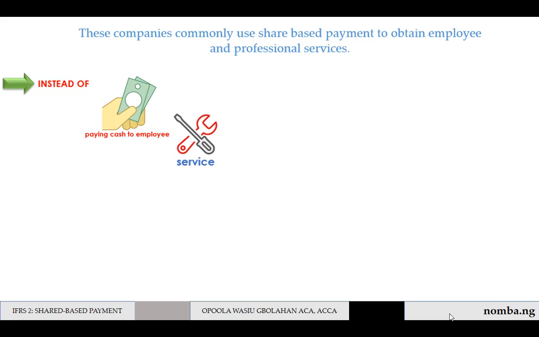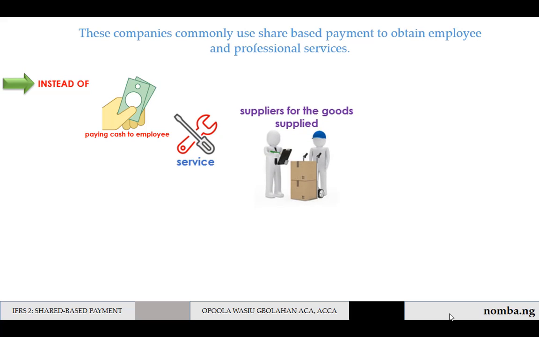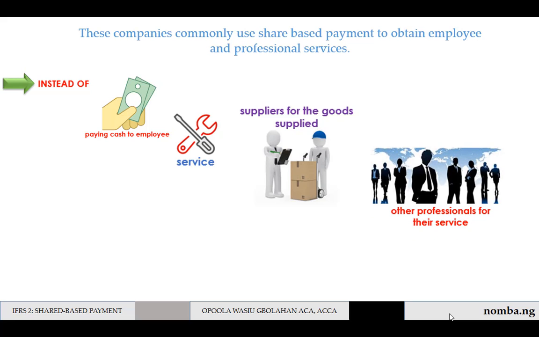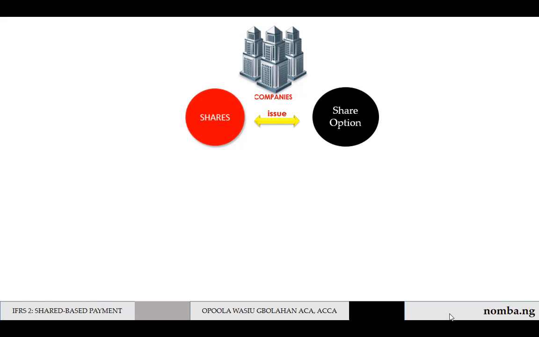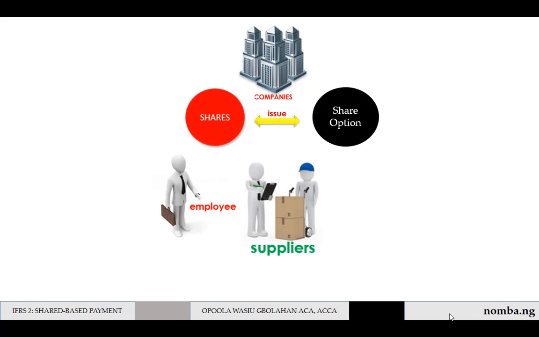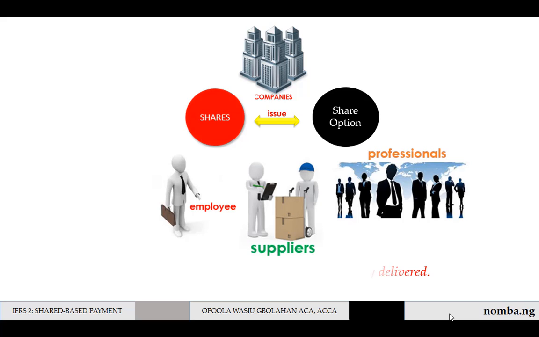Those companies commonly use share-based payments to obtain employee and professional services. That is, instead of paying cash to employees for their service, or to suppliers for the goods supplied, or to other professionals for their professional service, these companies issue shares or share options to the employees, suppliers or professionals in return for the goods and services they deliver.